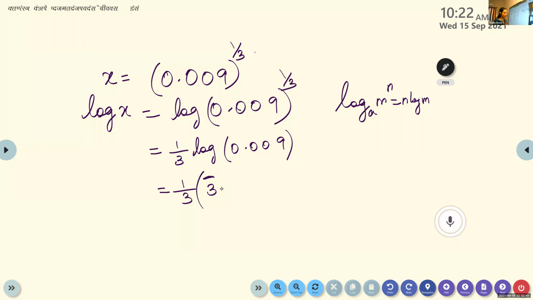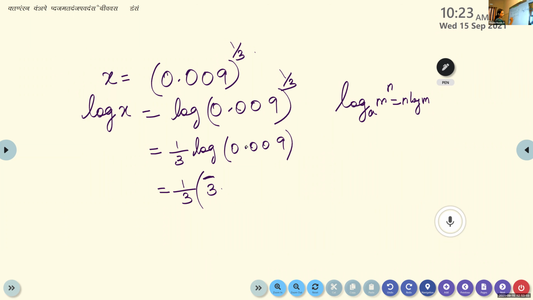How to find the characteristic part? Are you able to recall it? How many zeros are there? You have to count, and with that, you have to add 1. So 2 zeros, 2 plus 1, 3. And if it is less than 1, we will be writing bar. Bar means negative. So 3 bar point 009. You have to take the log.